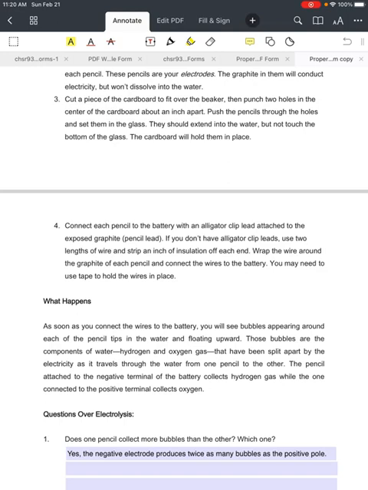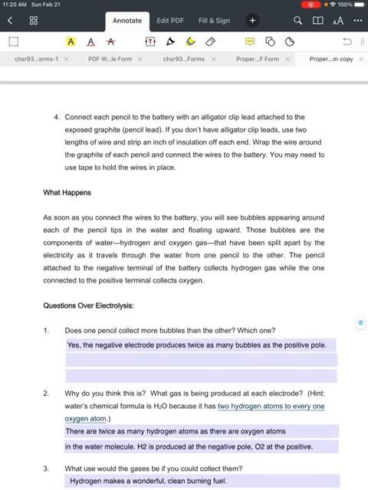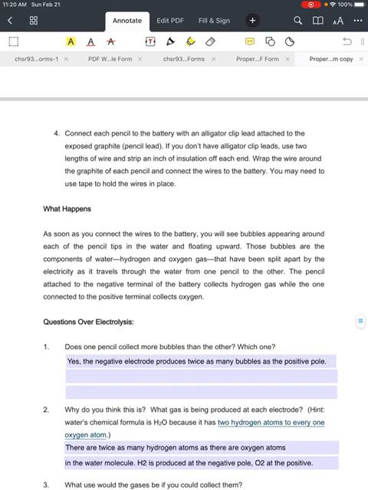So does one pencil produce or collect more bubbles than the other? Which one? Yes, and it's the negative electrode, which, by the way, is also known as the cathode, or the place where the reduction takes place. But the negative electrode produces twice as many bubbles as the positive electrode, or the one connected to the positive pole. And why do you think this is? Well, there are twice as many hydrogen atoms as there are oxygen atoms in the water molecule. And it says what gas is being produced at each electrode. Hydrogen is produced at the negative pole, and that is the cathode, but we don't need to worry about cathode and anode. And oxygen was produced at the positive pole.